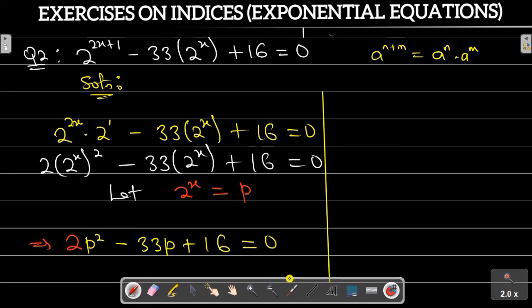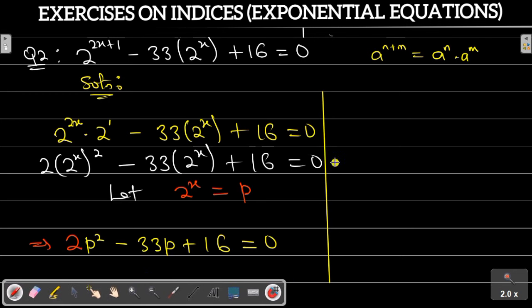Let's see if that works. Okay, so by factorization, recall that once there is a coefficient of the variable squared that is not 1, you use it to multiply this. So 2 times 16 will give us 32. So we are looking for the factors of 32 that will sum to give us minus 33. And those will be minus 32 and minus 1.